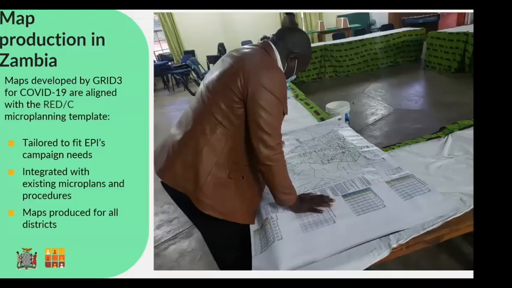As part of the challenges raised in the previous slide by Mrs. Banda, we worked with EPI to develop maps for the training program based on the RED/REC, or Reach Every District, Reach Every Child approach. These maps were tailored to fit the needs of EPI. As you can see, that's one of the districts in Zambia, a district health officer studying the map features, and we distributed maps to all the districts in Zambia.